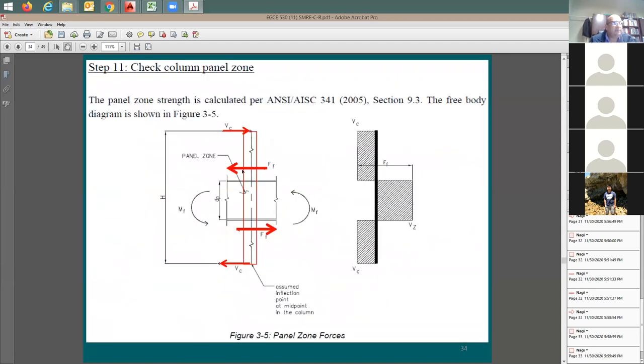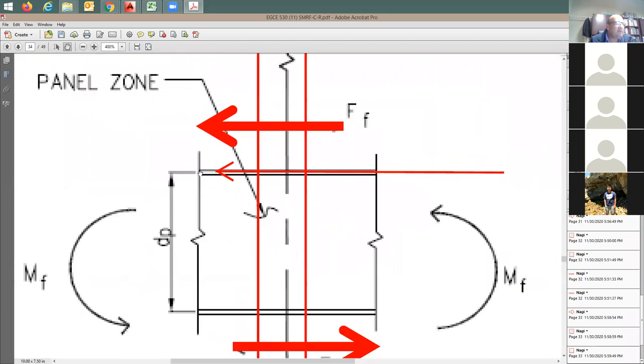Exactly what we do here. This EF is actually going to be going through the flange of the beam. And the distance between the middle of the flange to the middle of the flange is going to be called here DP.